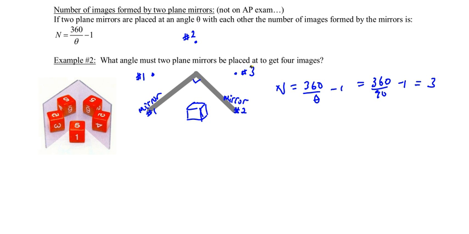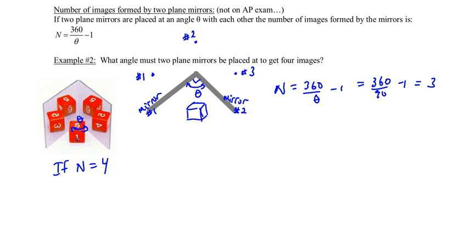So as you change the angle between these two mirrors, you find that the number of images changes. So we're asked in this question to get four images. So if n is equal to 4, what angle must I put the two mirrors at so that I actually see four images of this single die?